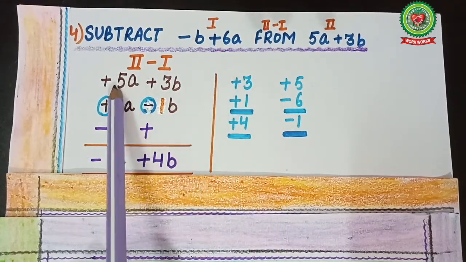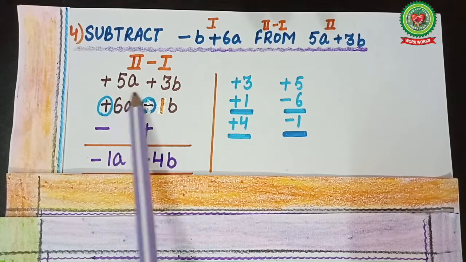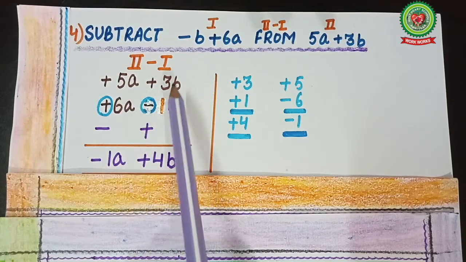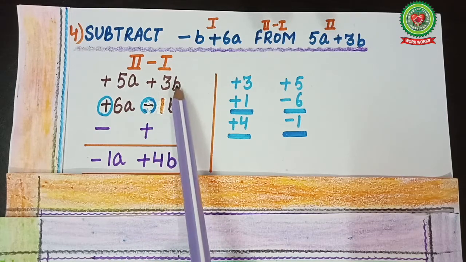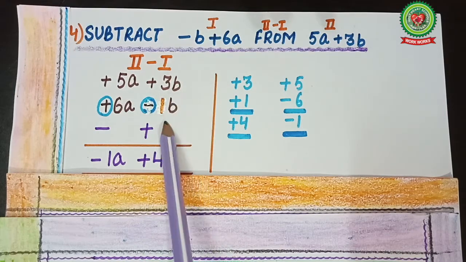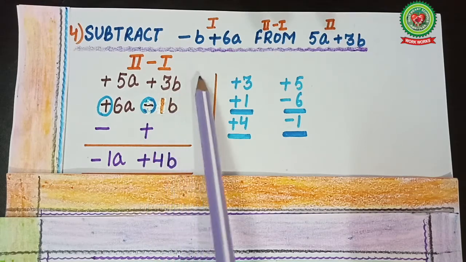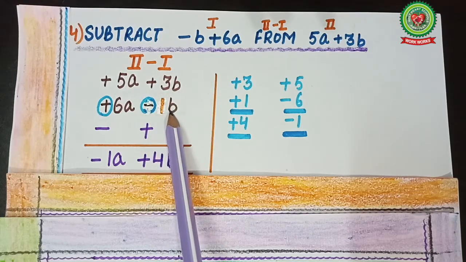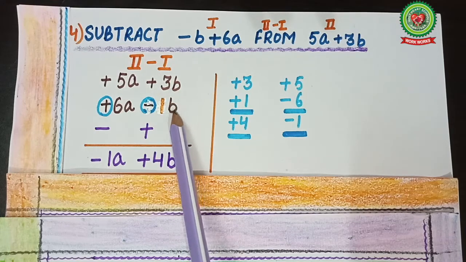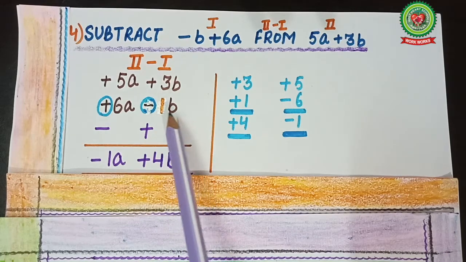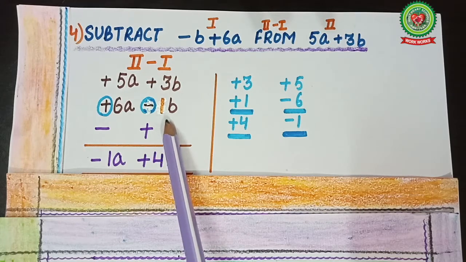Now here you will see that in this expression the first term is plus 5a, so you can write that first. Next is plus 3b. Here you will write just below 3b, minus b. Now minus b has no numerical coefficient with it, so that means you will put 1 here. Whenever we don't have any numerical coefficient with the given variable, always put 1, right?